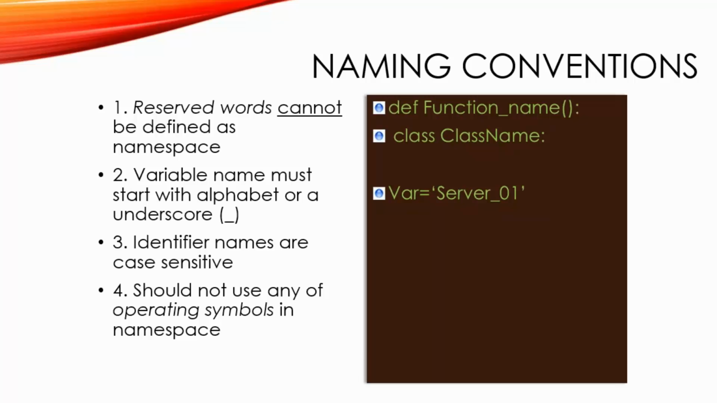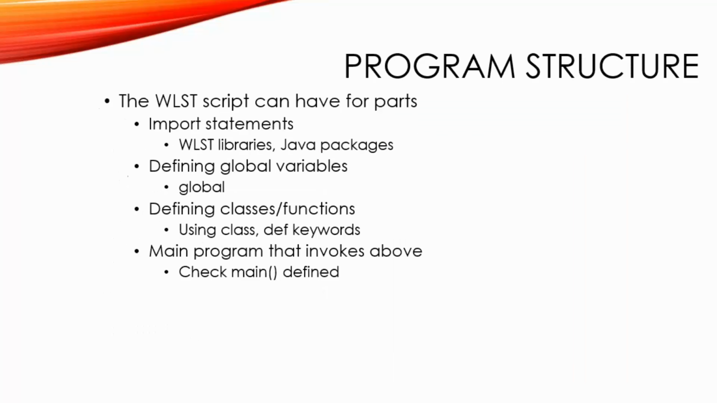And variable names must start with an alphabetic character, and you can use an underscore also. Identifier names are case sensitive. The capital letter is different, the small letter is different. So you should not use any operator symbols like star, slash, or minus. These symbols you should not use.